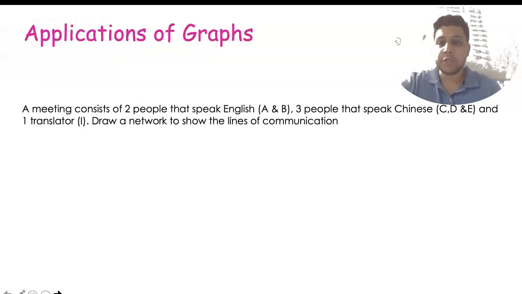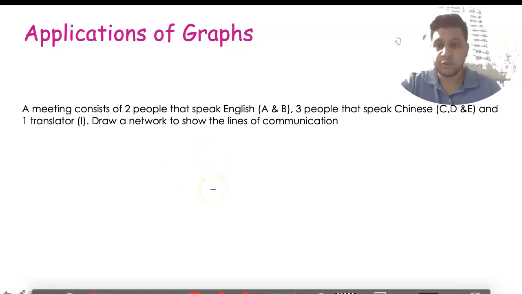Okay, so applications of graphs. I'm going to run through some examples here. This is going to be a little bit hard for me to do with the drawing tool, but I'll give it a crack and see how we go. A meeting consists of two people that speak English, A and B, three people that speak Chinese, C, D, and E, and one translator, I. Draw a network to show the list of communications.